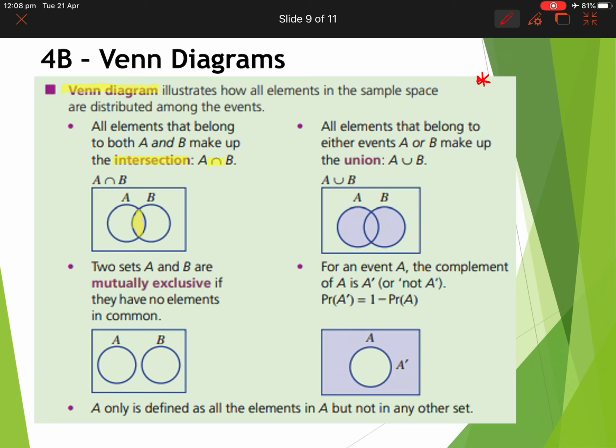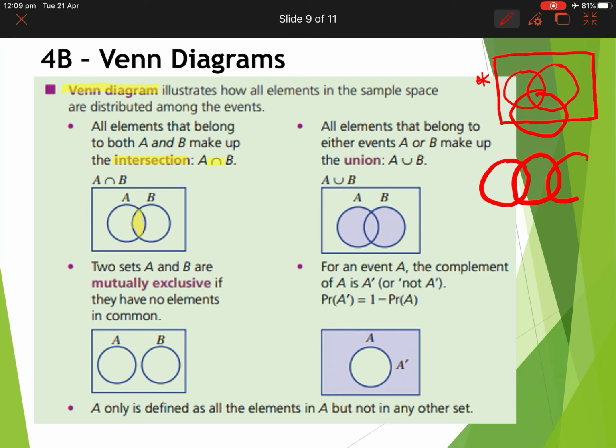Just before I move on, a couple things to note. You need your two circles, obviously, to represent your two sets. Every Venn diagram must be enclosed by a rectangle. And also, if you have more than one set, you might have a Venn diagram that looks like that, or you might have some going along like this.